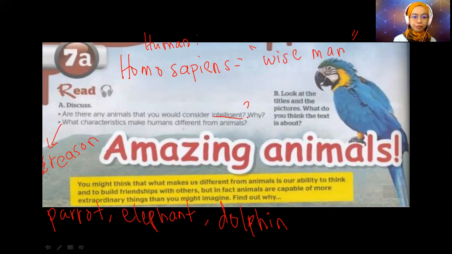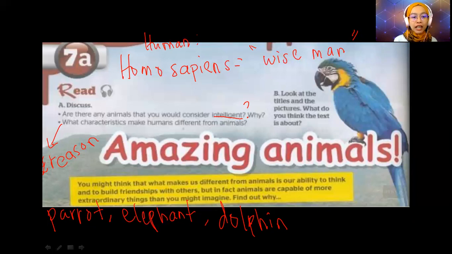Okay, let's proceed. B, look at the title and the picture. What do you think the text is about? Okay, amazing animal. Amazing animal maksudnya apa? Amazing, hebat, menakjubkan. Animals, haiwan lah. So we're talking about parrots here. Tadi kita cakap kan hebatnya parrot ni because dia boleh bercakap kan, dia boleh utter human punya words kan. So mungkin sebab itu.